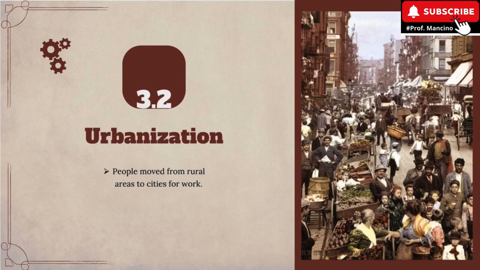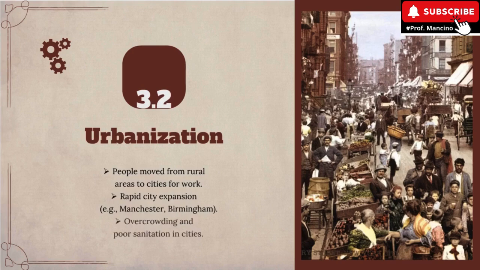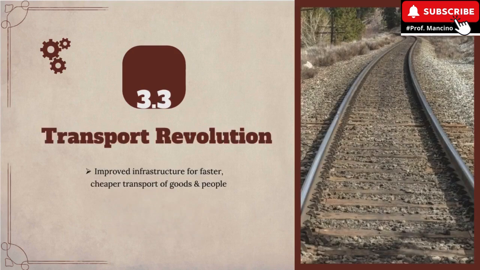Second, urbanization. Enclosing land forced peasants to leave rural areas and settle in cities, where new factories gave them chances to find employment. Cities like Manchester or Birmingham expanded rapidly. This caused overcrowding and poor sanitary conditions. There was also a revolution in transportation. New, steam-powered means of transport and improved infrastructure allowed faster and cheaper movement of goods and people. The new steam-powered trains and ships prompted the construction of canals and railways.